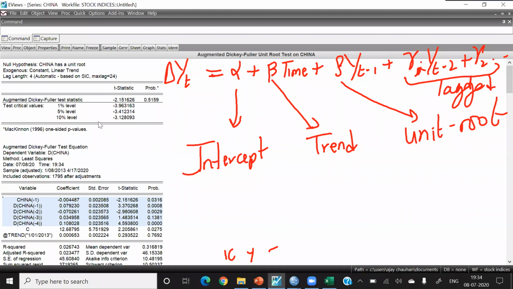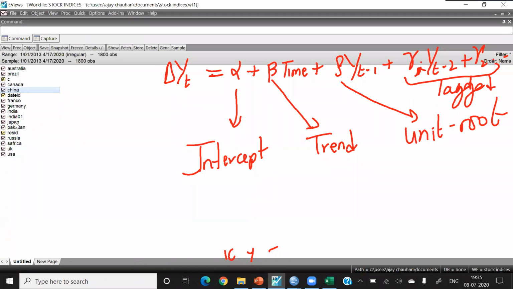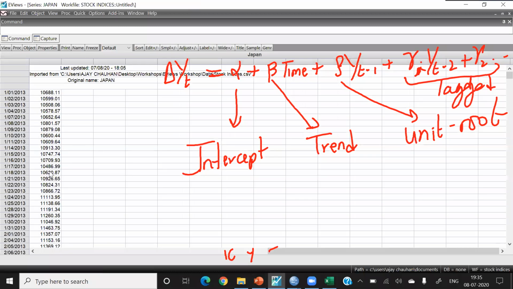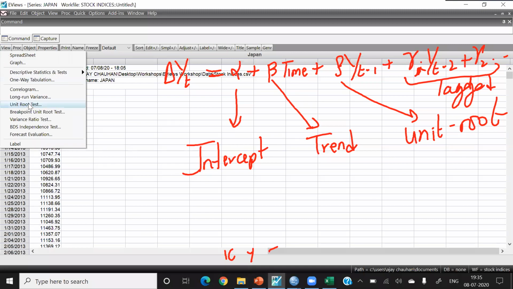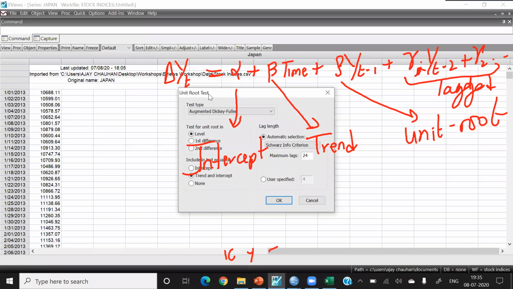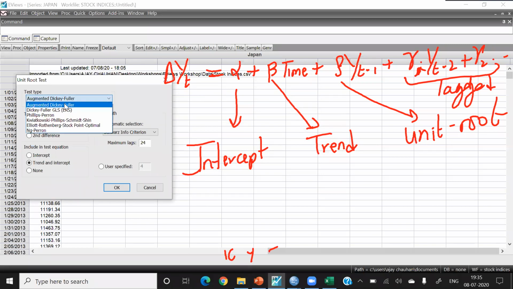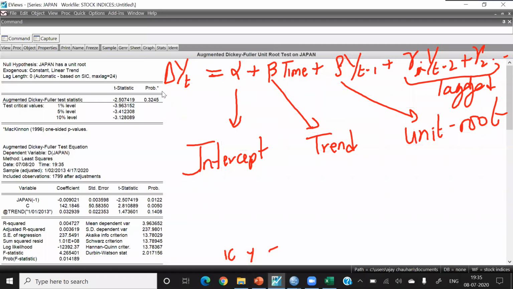I am showing you one more example, after which it will be very clear how to check it once more. Let me click on this and show you now the Japanese market. This is the value of the Japanese stock index. I click on view, unit root test, and the software asks me which test I want to apply. I choose the default, Dickey-Fuller test. I go with trend and intercept. I click OK, and now this is the result.